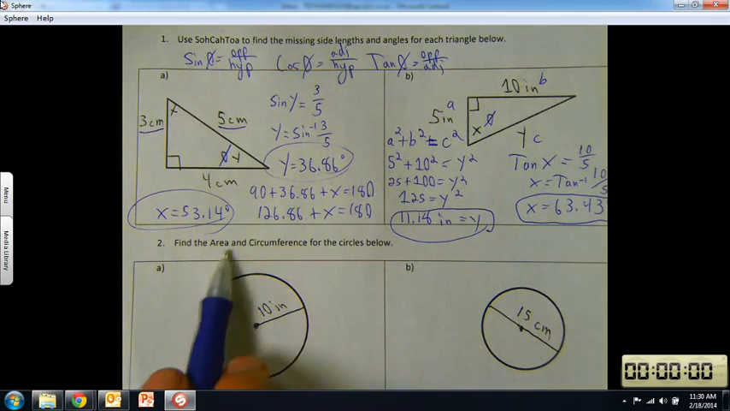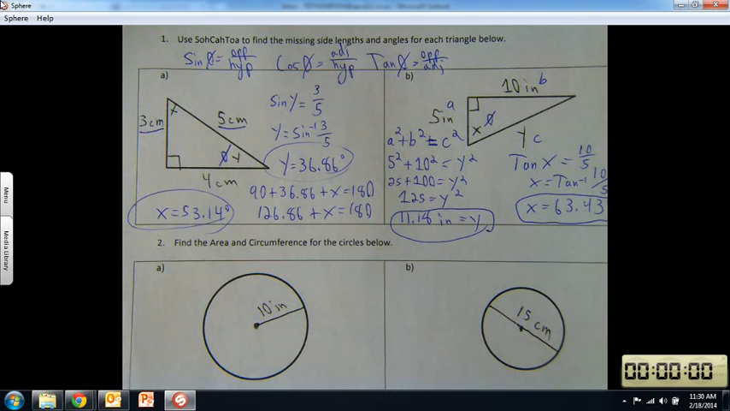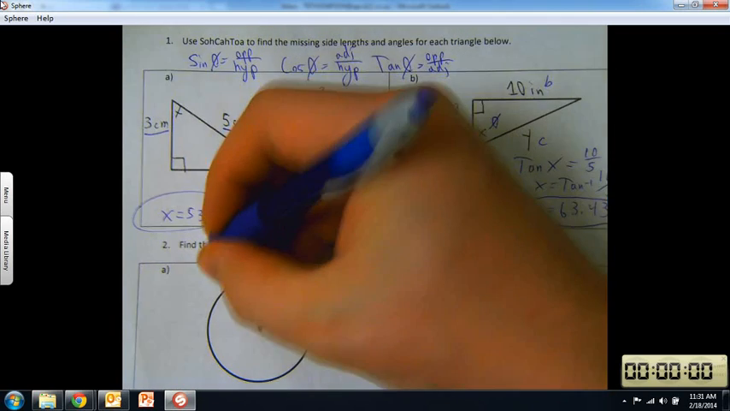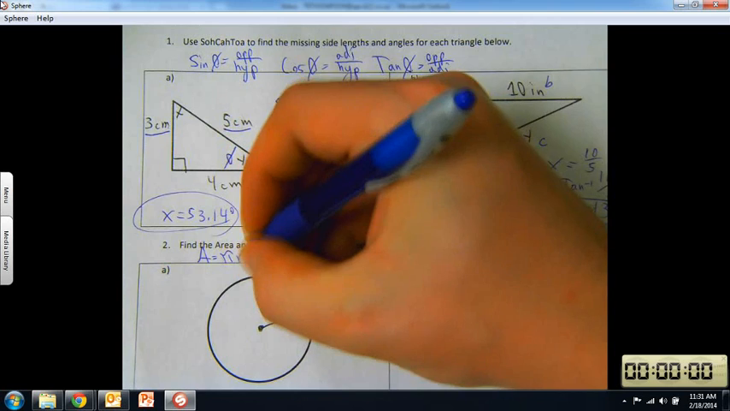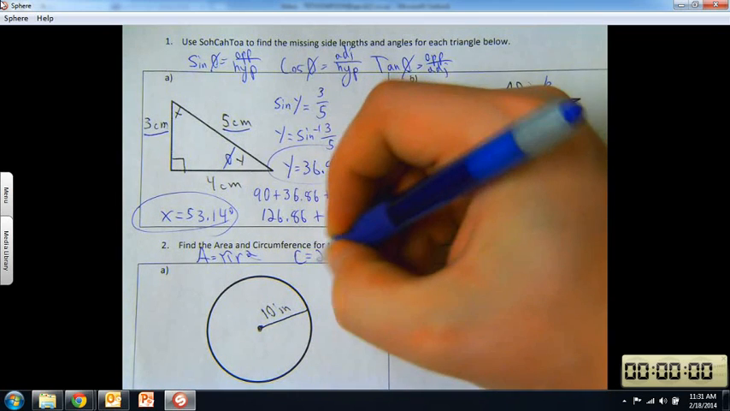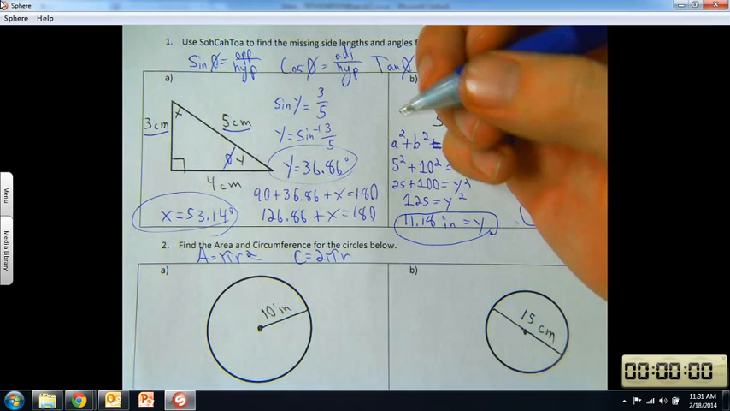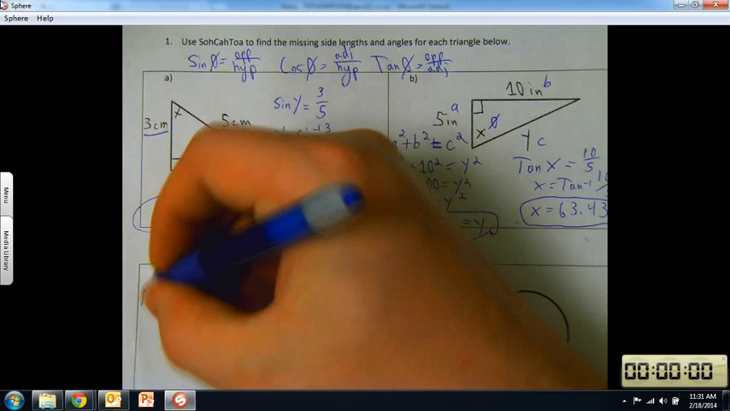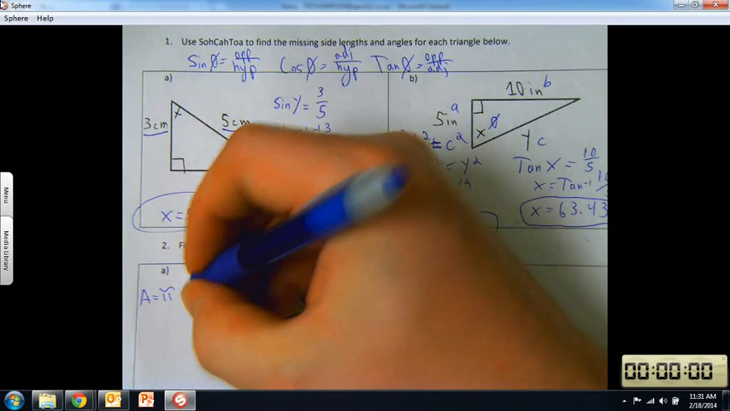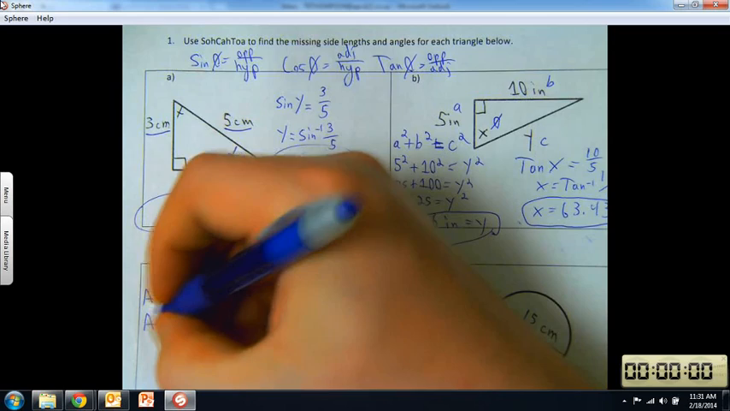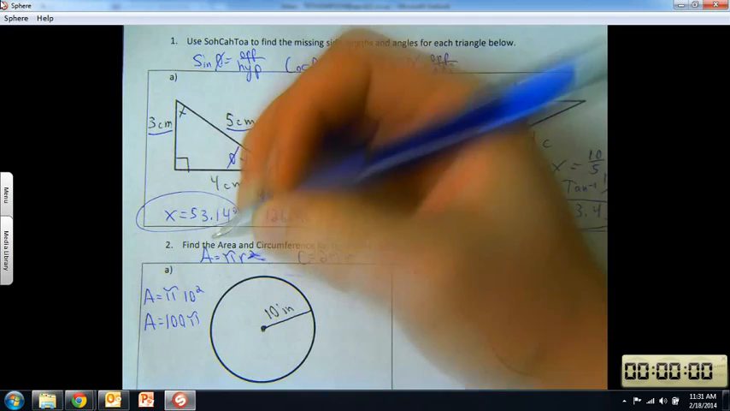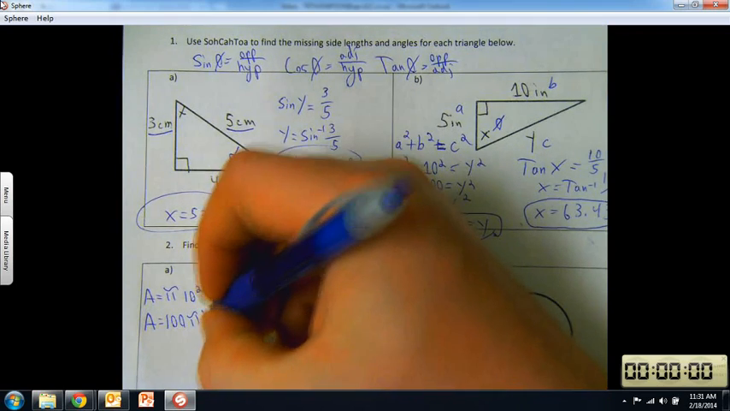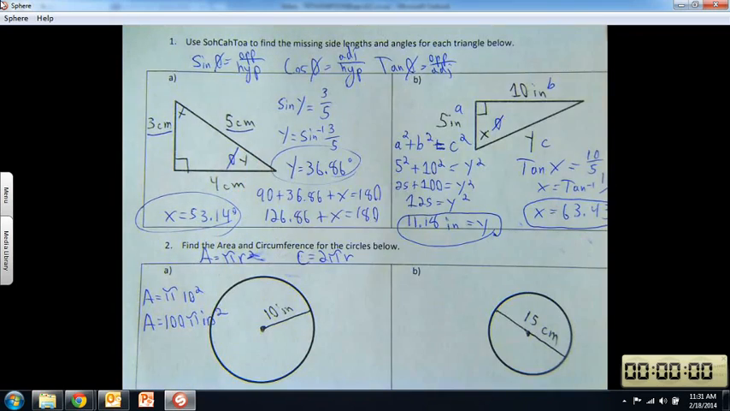Now, 2. Find the area and circumference for the circles below. Remember, area is pi r squared. Circumference is 2 pi r. Also, remember that it's perfectly acceptable to leave pi in your answer. So, area is pi times r, which is 10, squared. So area is 100 pi, but the 100 on the front looks better. And we are in inches, and since it's area, inches squared.